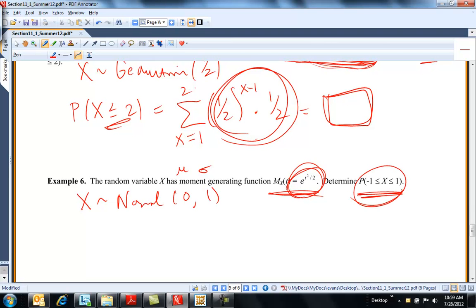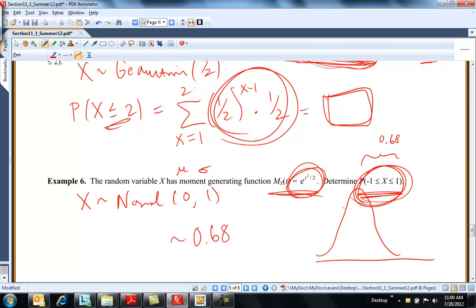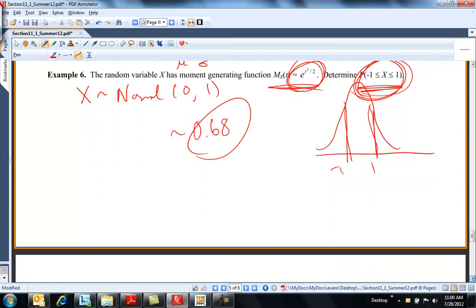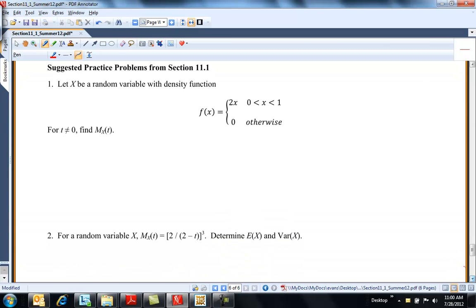I'm finding the probability x is between -1 and 1. I would go to my table, or I would integrate, and this is going to be around 68%. There's about 68% area within 1 standard deviation on a normal curve. Go to your table if you want to find and subtract or integrate, but it's going to be very close to 68%. And then I just have a couple problems.